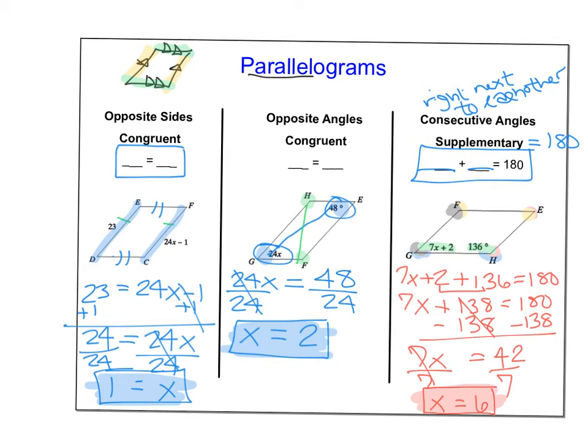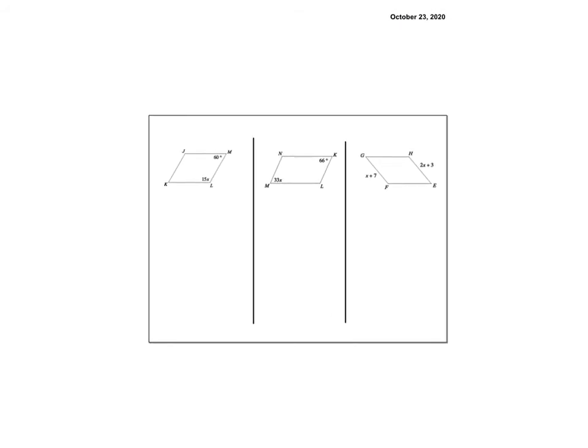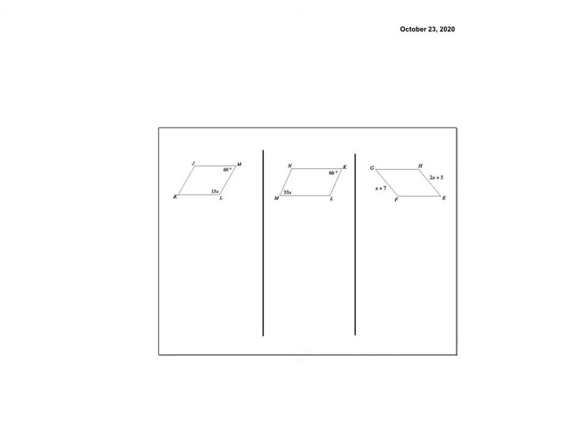So again, we have 3 different properties we're going to be looking at with these parallelograms and solving for. Opposite sides are congruent, opposite angles are congruent, and consecutive angles, those right next to each other, are supplementary, meaning they equal 180. We're going to take a moment here to solve these 3 problems.